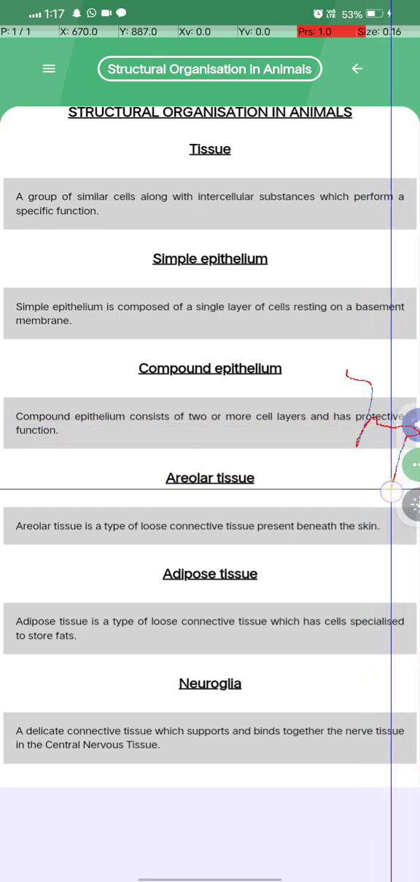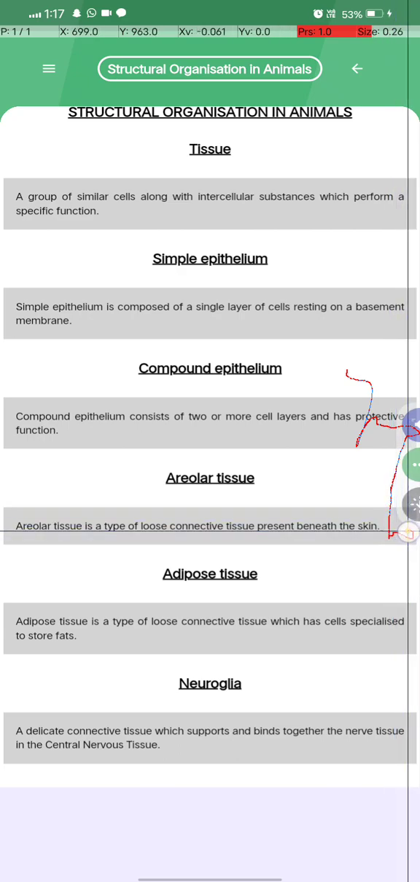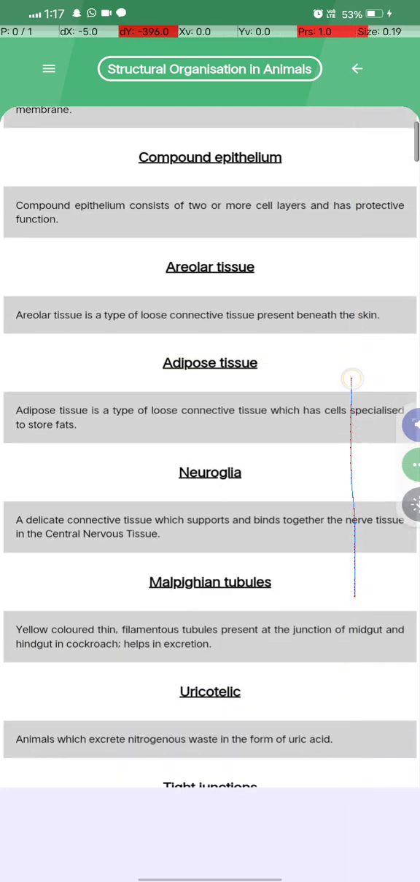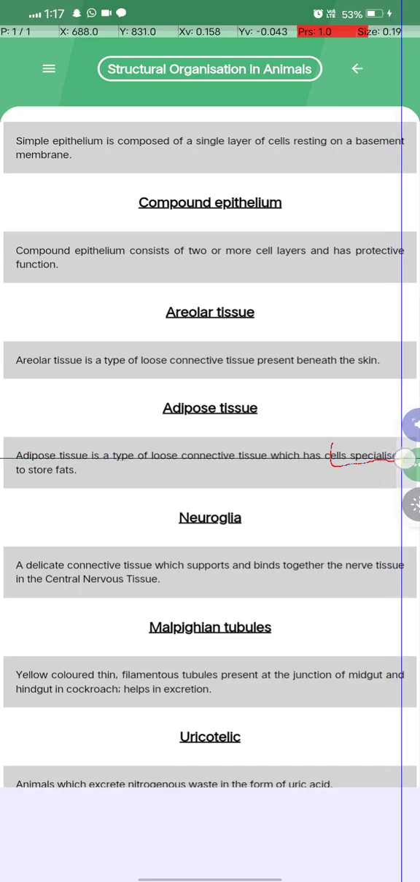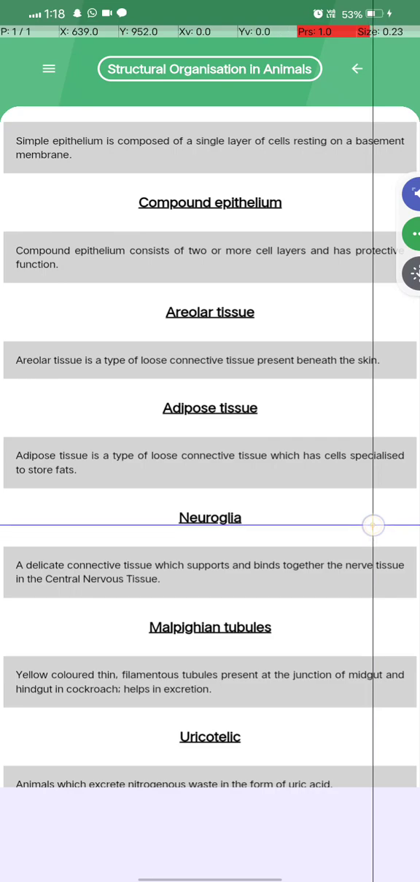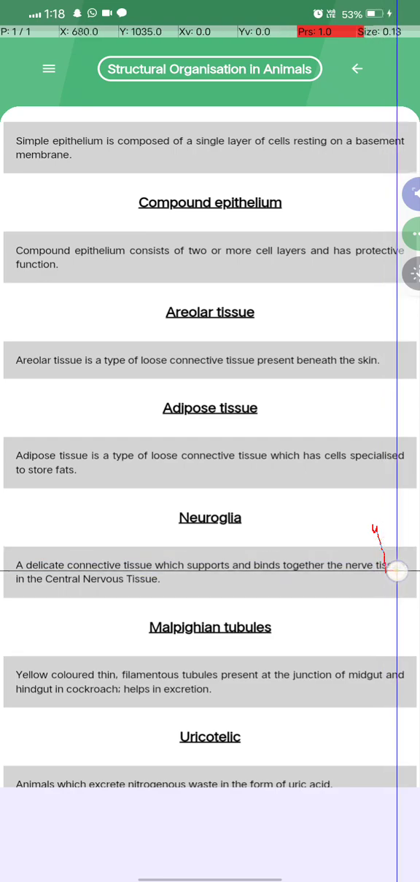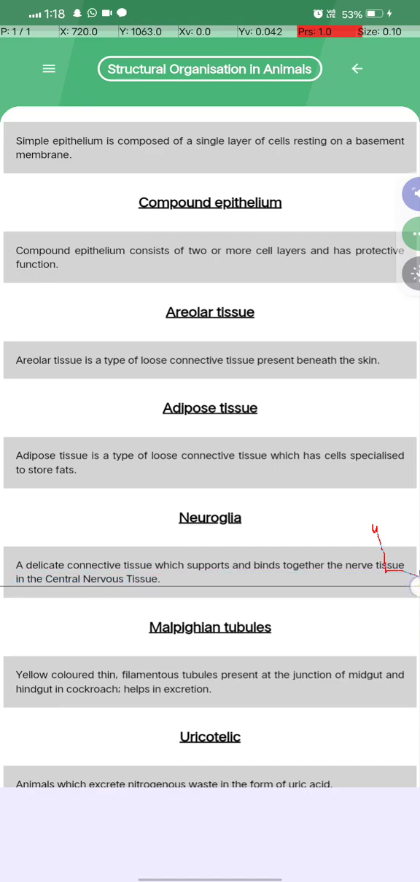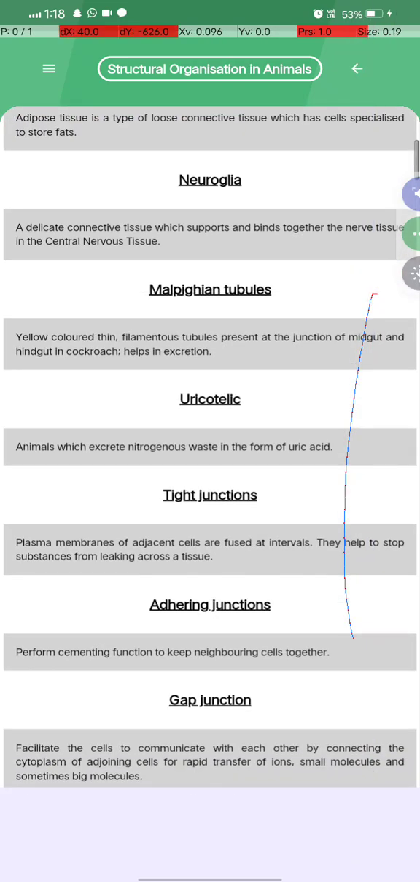And areolar tissue is a type of loose connective tissue present beneath the skin. And adipose tissue क्या होता है? Adipose tissue is a type of loose connective tissue which has cells specialized to store fats. न्यूरोग्लिया क्या होता है? It is a type of connective tissue which supports and binds together the nerve tissue in the central nervous system. Malpighian tubules क्या होता है?